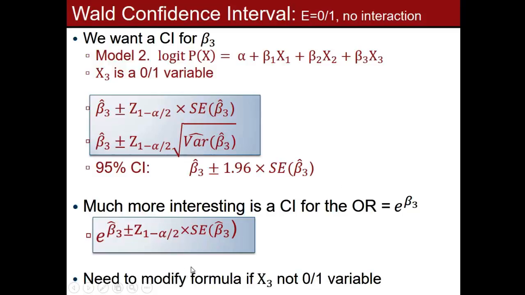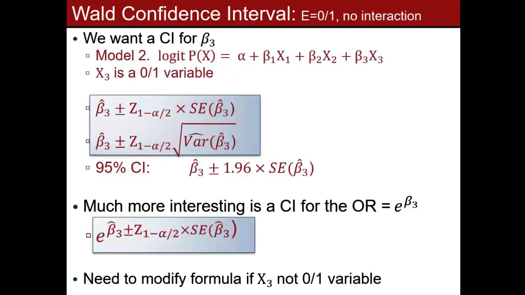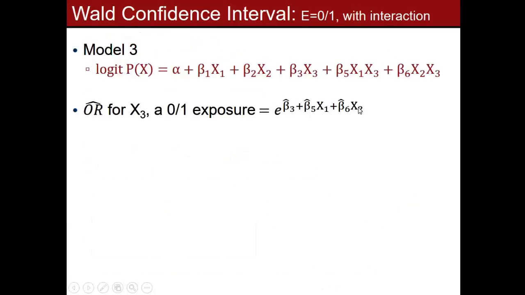This has to get modified a little bit. This formula is going to change as life gets more complicated. I'm just going to say that, and it's going to come up on the next slide. It gets more complicated when you don't have a dichotomous exposure, not a 0-1. That's one thing. And it gets more complicated when there's interaction.